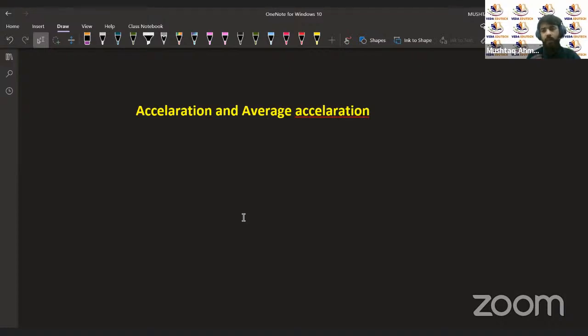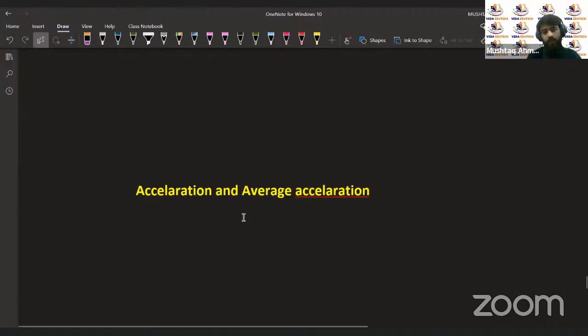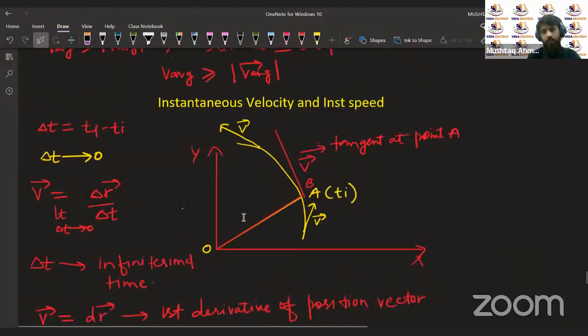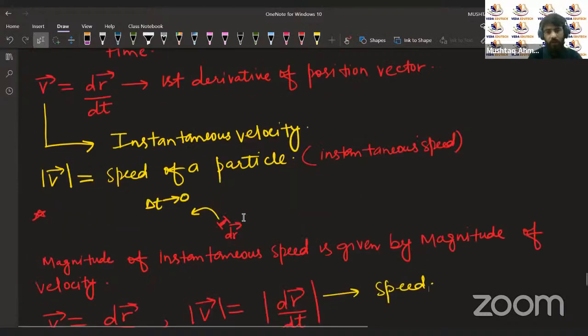We know that whenever a particle moves on a curvilinear path in 2 dimensions or 3 dimensions, the direction of the velocity is different at different points, right? It means the velocity is changing at different points. The velocity is not the same at different points, right? Either the direction of velocity can change, or the magnitude can change, or both magnitude as well as direction can change, right?